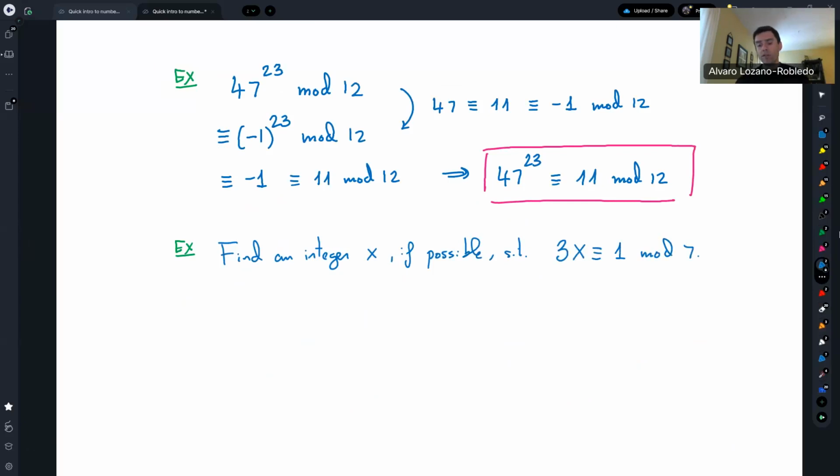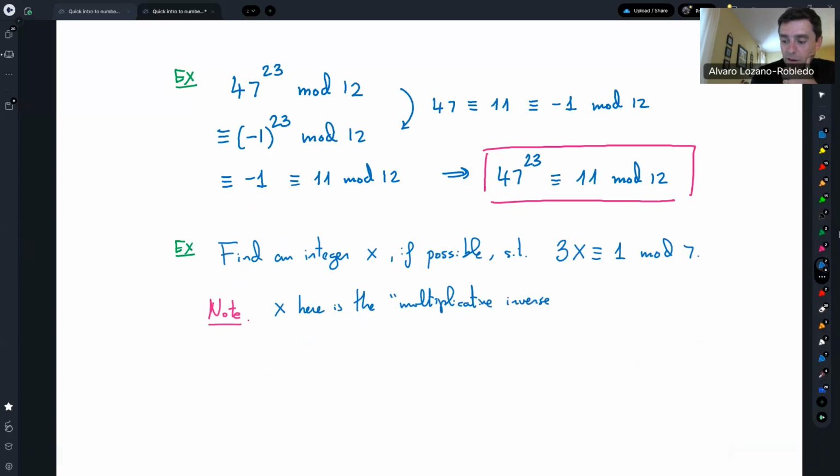So we're going to be able to solve some equations in one variable or two variables using congruences. We're going to use some of the methods we learned in the previous videos. Why are we interested in this? Here, what we're looking for is the multiplicative inverse of 3 modulo 7. So x here is the multiplicative inverse of 3 modulo 7.